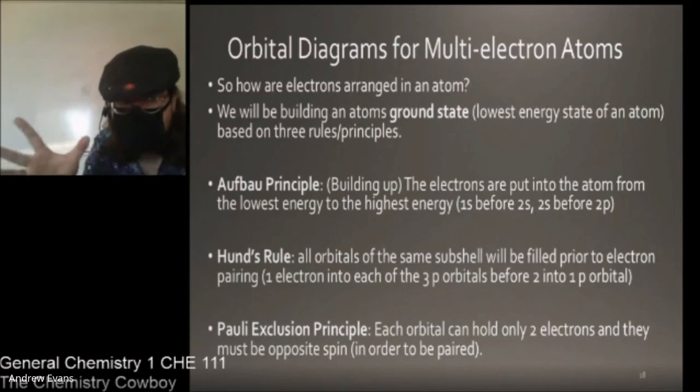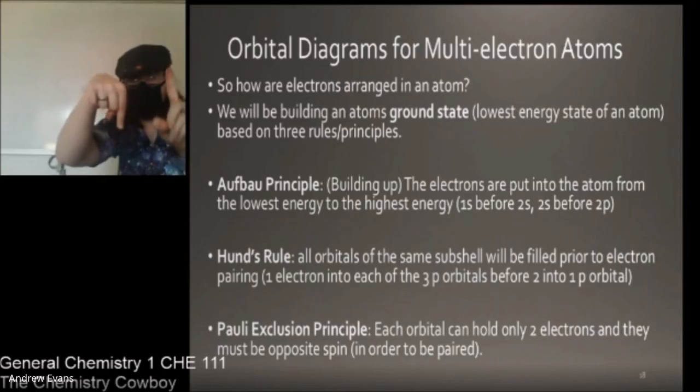Finally, the Pauli exclusion principle. Each orbital can only hold 2 electrons, and they must be opposite spin in order to be paired. So there can't be 2 up. There has to always be 1 up and 1 down.